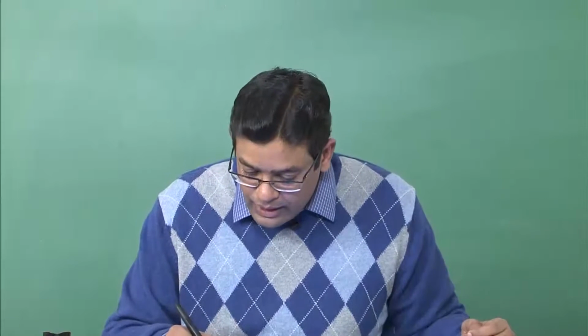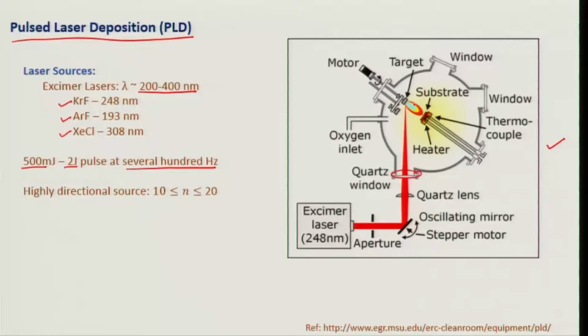Now, it creates a kind of plume. If you see this part, it is a plume and it has a plasma inside. So, this plasma plume is created by the pulsing laser, and as you see, this is a very highly directional source, so you can only deposit on a small substrate.